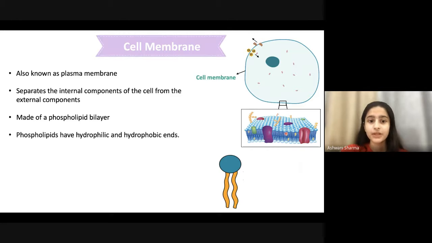The phospholipids have hydrophilic and hydrophobic ends. Hydrophilic, we can say, is something that really likes water or likes to interact with water. And the head of the phospholipid is hydrophilic. Next, hydrophobic is something which does not like water. It doesn't like to interact with water. And so the tail of the phospholipid, it's hydrophobic.